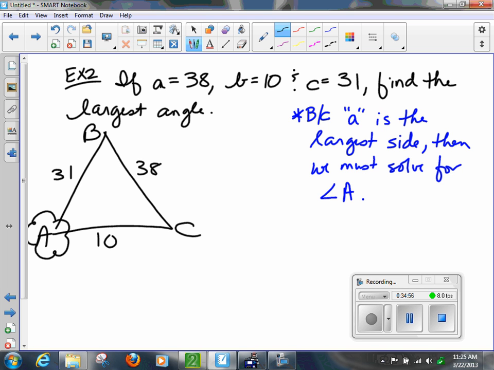Which formula do I use? I don't know. What angle am I solving for? Y'all better help your classmates. Angle A. Here we go.